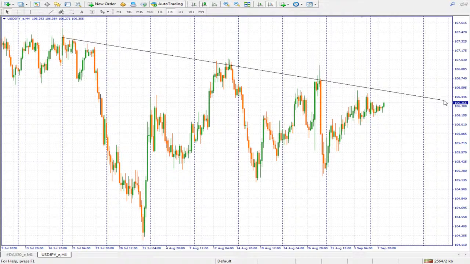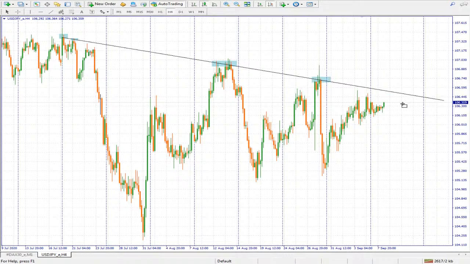So the line ran all the way from this resistance. We had a resistance here, and here, and here, and here. And we expect the same place to be a resistance when the price gets to it.